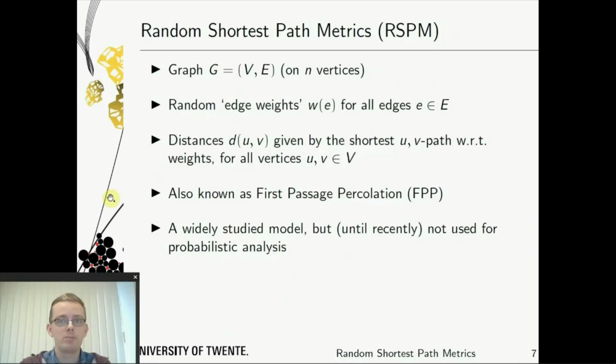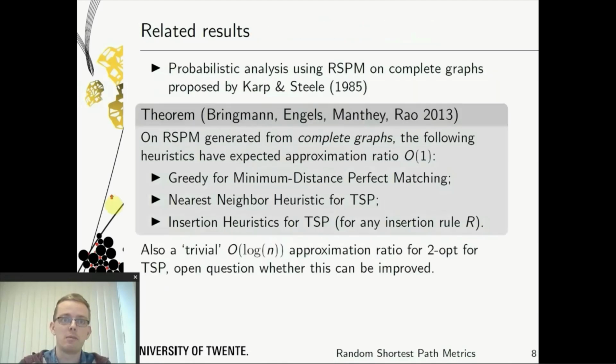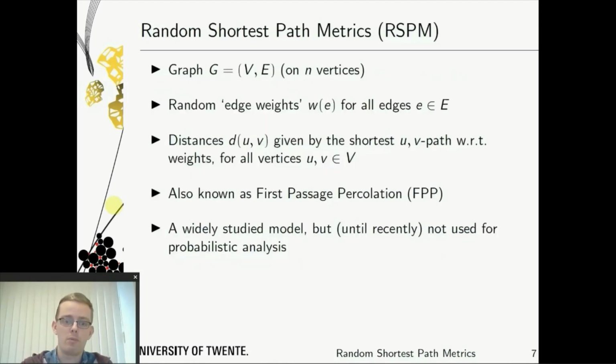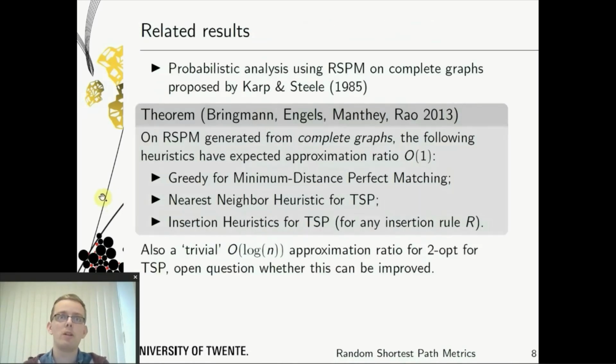The model of random shortest path metrics is not new. It was introduced in the 60s under the name first passage percolation as a model for fluid flow through a porous medium. And in the years thereafter, the model itself has been widely studied, but until recently it has not been used for probabilistic analysis. Although they do not use the term first passage percolation or random shortest path metrics explicitly, the idea of using this model for a probabilistic analysis has already been proposed by Karp and Steele in '85.